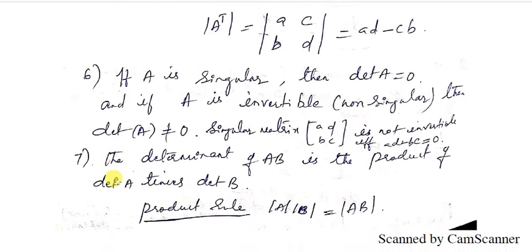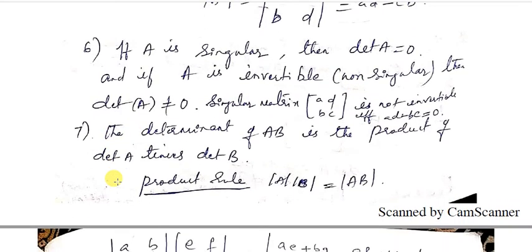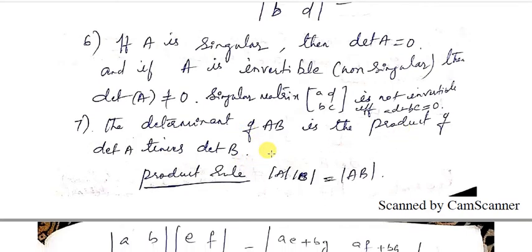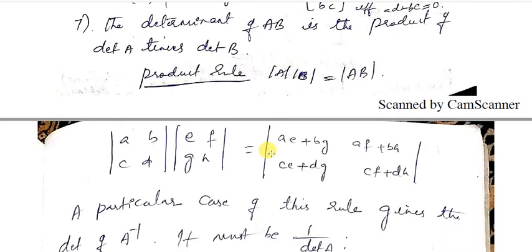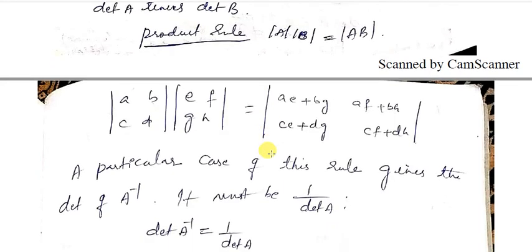The next property gives the product rule. So the determinant of AB is the product of determinant A times determinant B. So determinant of AB is equal to the product of their determinants. So this is a very good property. This is called the product rule. See, here I have shown an example.